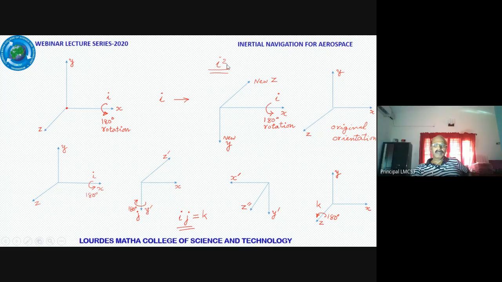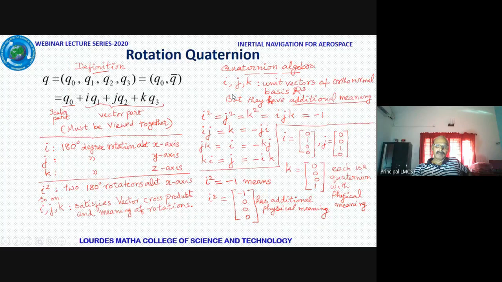Okay. So I square, when you say minus 1, it means 360 degree rotation about the axis X. That means I is 180 degree rotation about the X axis. And J is 180 degree rotation about Y axis. And K is 180 degree rotation about Z axis.